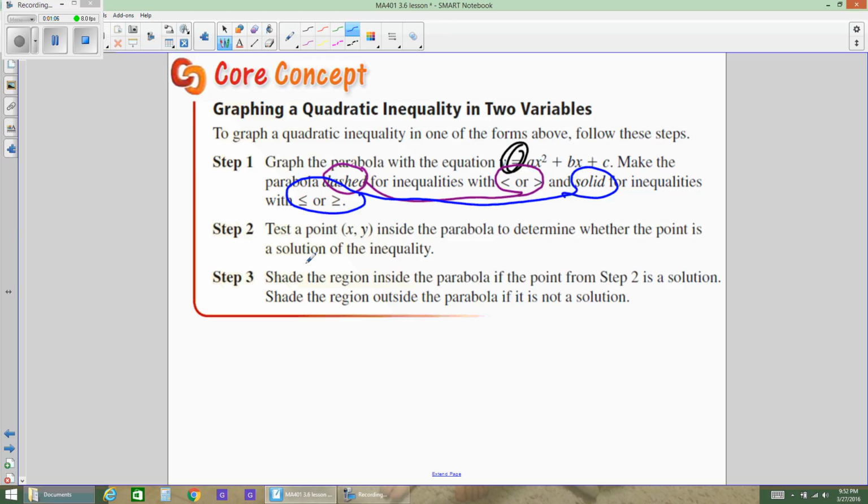Now, the way I remember this is the less than or equal to and the greater than or equal to have a line underneath it. It's a solid line, so I'm going to draw my graph with a solid line.